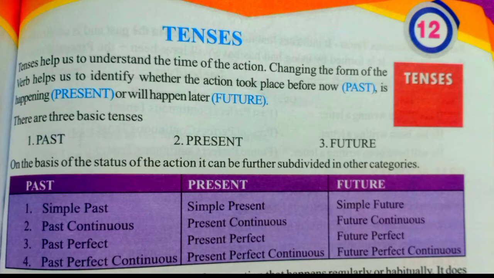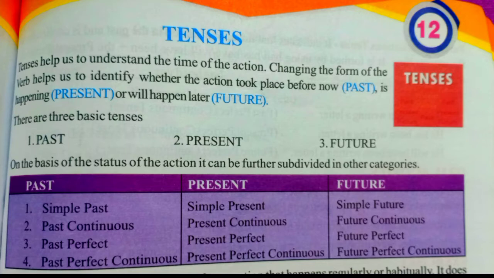That means these three tenses, past, present and future, are again divided into four categories. They are simple tenses, continuous tenses, perfect tenses and perfect continuous tenses. So these are the four aspects of tenses which go equally with past tense, present tense and future tense, and altogether it forms 12 tenses.